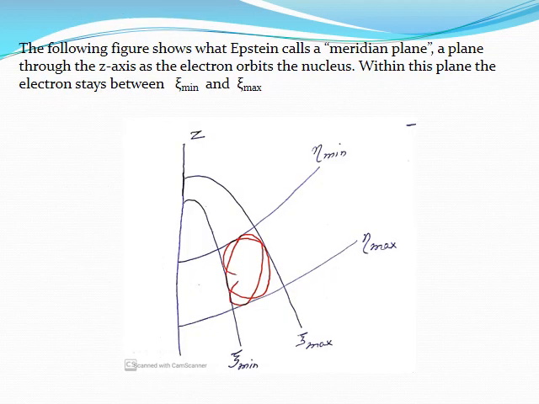The following figure shows what Epstein calls a meridian plane, a plane through the z-axis as the electron orbits the nucleus. Within this plane, the electron stays between xi minimum and xi maximum.